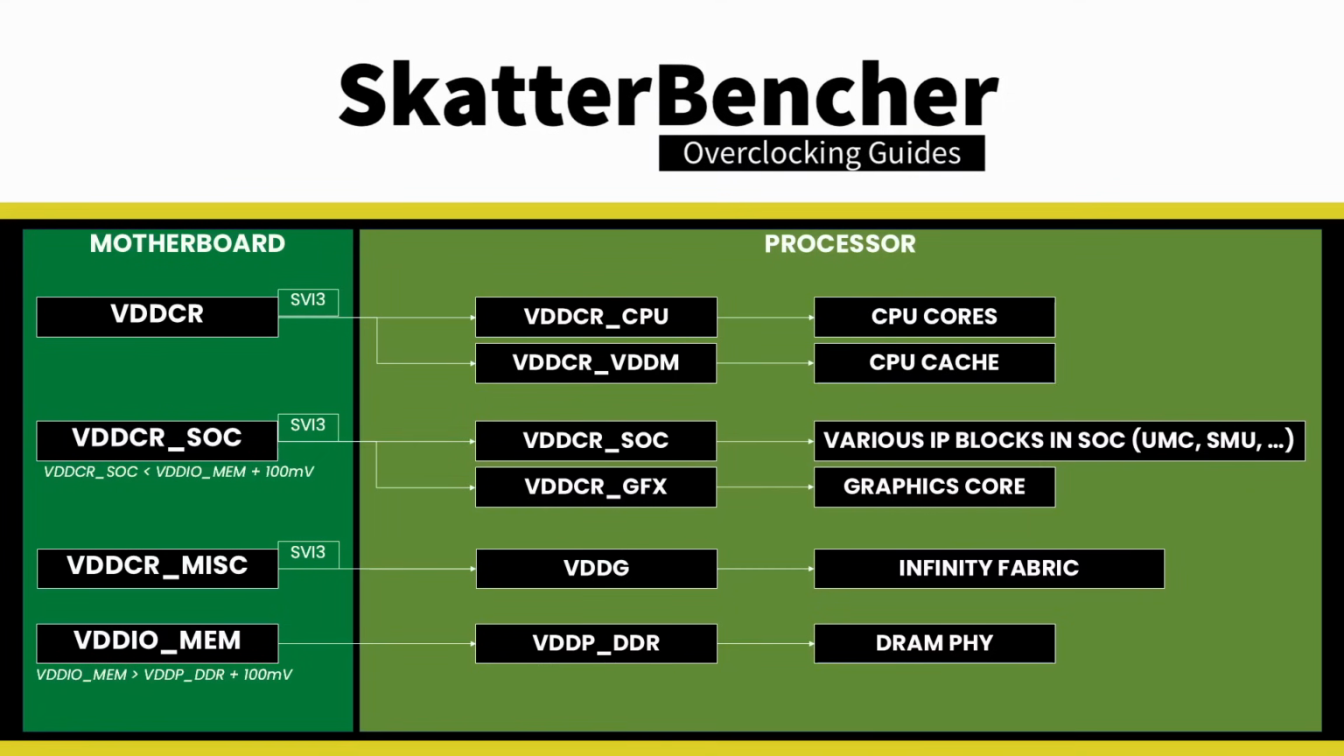Speaking of voltage, the Infinity Fabric voltage is provided by the VDD-G voltage supply derived via an integrated voltage regulator from the VDD-CR miscellaneous voltage rail. There's a total of 2 VDD-G voltage rails available for manual adjustment. Note that the VDD-G voltage does not automatically adjust with VDD-CR miscellaneous. So if you need to increase VDD-G, for example to support higher memory frequency, you will need to change it manually.